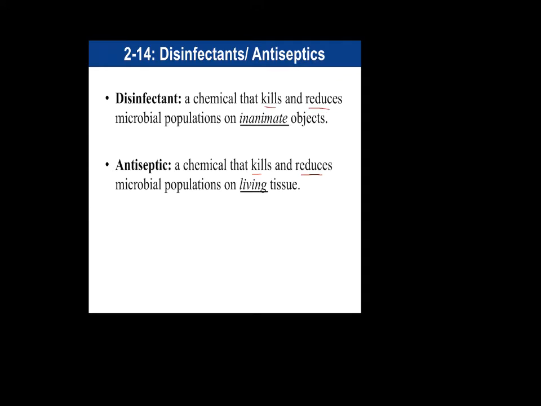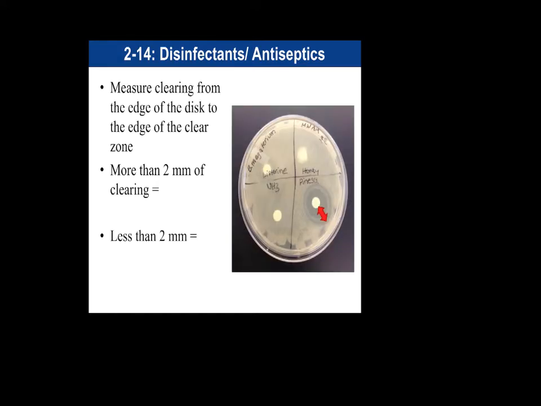An antiseptic, however, is something that's going to be used on living tissue. So something like a Betadine or hand sanitizer would fall into the category of an antiseptic. An important thing to note is that we can have disinfectants that can also be antiseptics. A lot of our alcohol products, ethyl alcohol or isopropyl alcohol, can be both a disinfectant as well as an antiseptic.